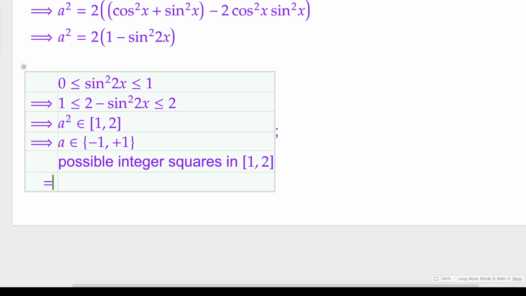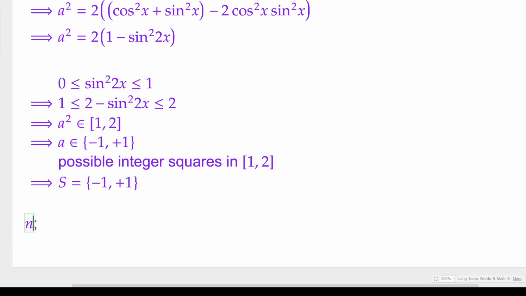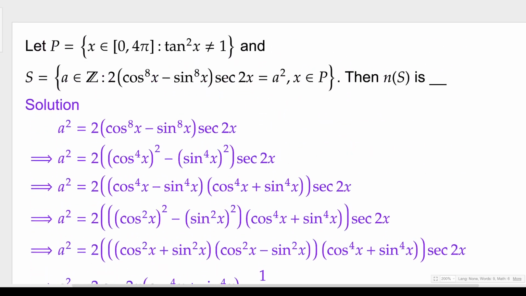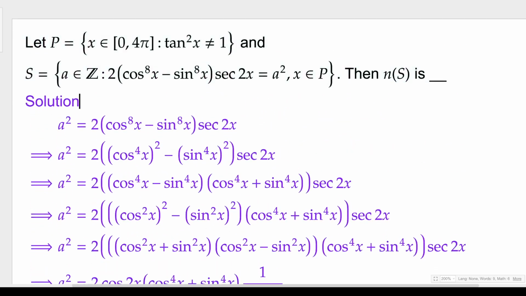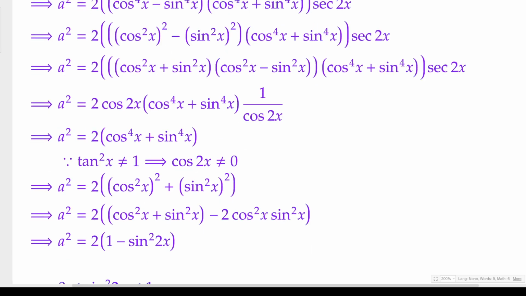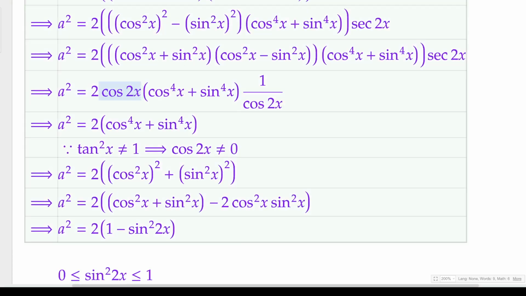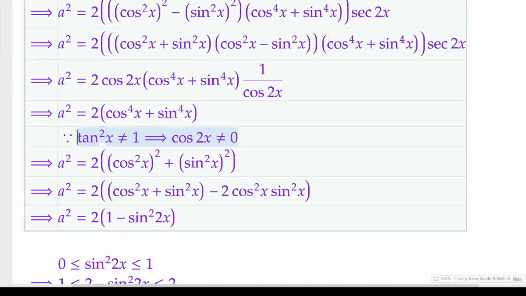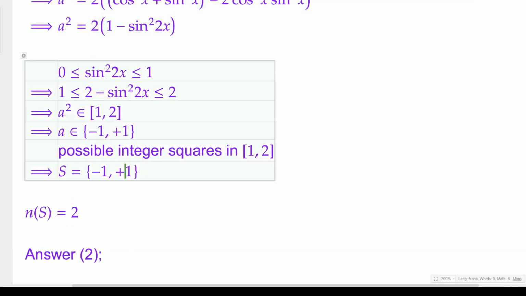So finally from this entire discussion we can say that the set S contains the elements negative 1 and positive 1, and hence we can conclude our answer by saying that the number of elements present in the set is 2. So for this problem statement the answer is 2, and we have solved this equation and counted the number of elements present in set S. If you observe the set P, the only use case of this one was so that we can cancel out this cos 2x with this cos 2x. Because of this given set P, we are able to perform this operation. So from this we are getting 2 as the answer after following all the steps.